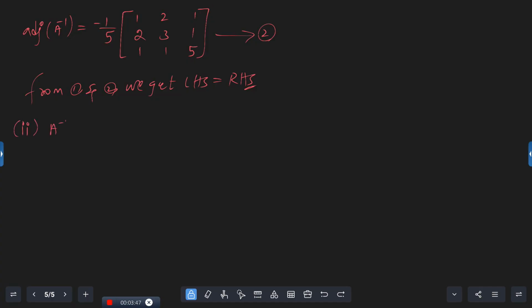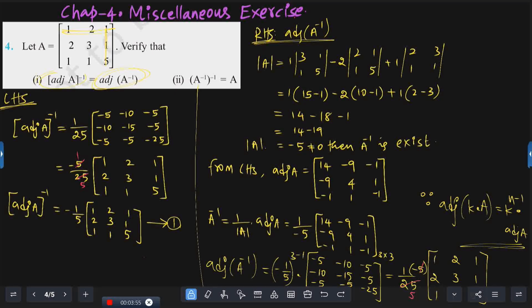Second subdivision: A inverse whole power minus 1 is equal to A, we have to show it. So this is one formula. Already we have A inverse here. Okay, A inverse, again the inverse they are asking.